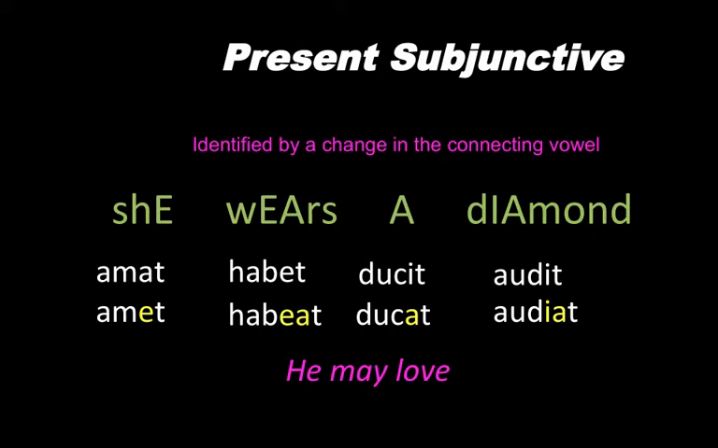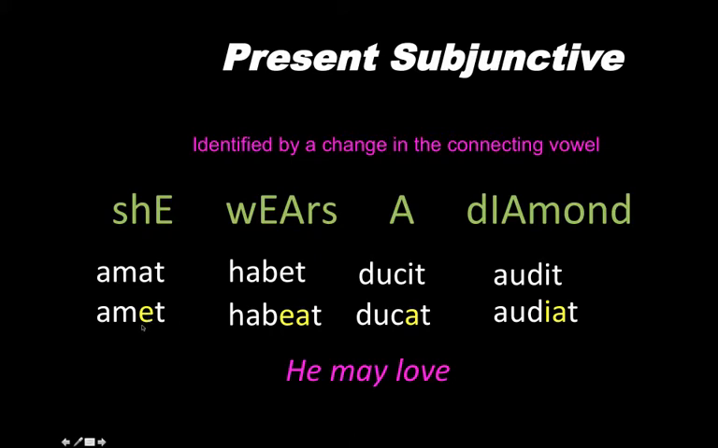And there's a saying that'll help you remember this change. One of the sayings that I like to use is "she wears a diamond." And all of the capitalized letters there represent the change that's going to take place within the conjugation. First conjugation verbs, the A is going to change to the connecting vowel E, and that E then will identify that we have a subjunctive verb.